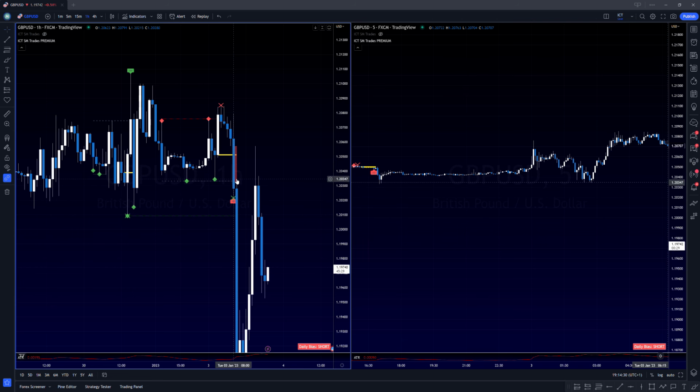So this microstructure shift tests both of them, but it is a microstructure shift, so we want to know when it happens. So this setting represents how much it can be tested to still be the pivot high.